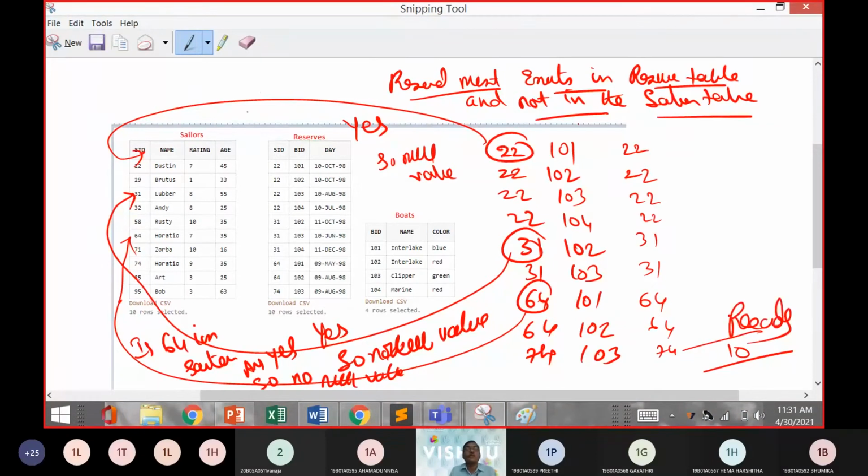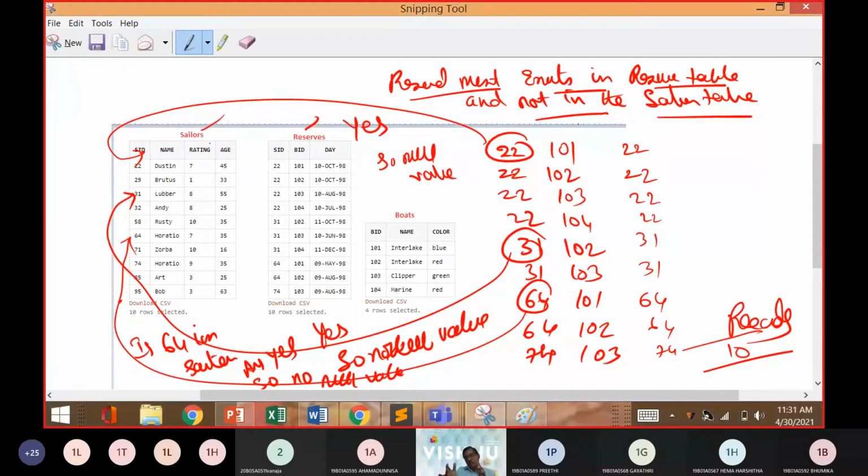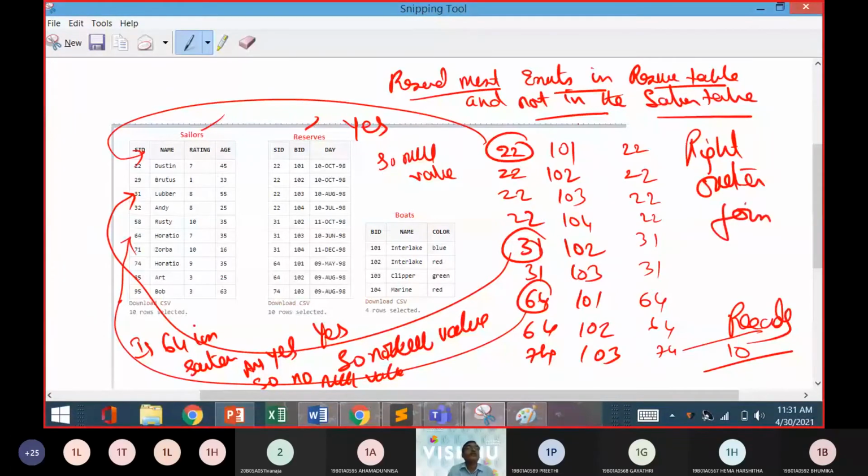Whatever things are there in the reserves, the same things should be in Sailors. If they are available, we will go yes. If they are not available, we will go no. So this is all regarding the right outer join. If it is left outer join, then we should have taken 29 is missing, 58 is missing, 71 is missing, and this is also there, right?